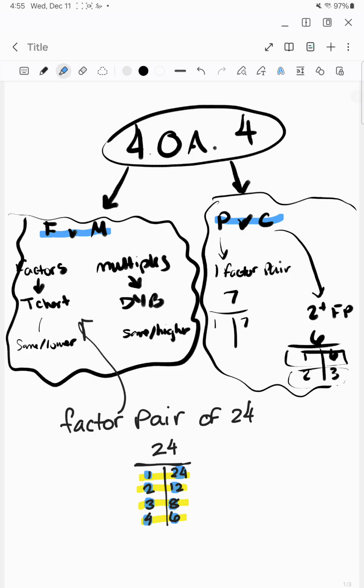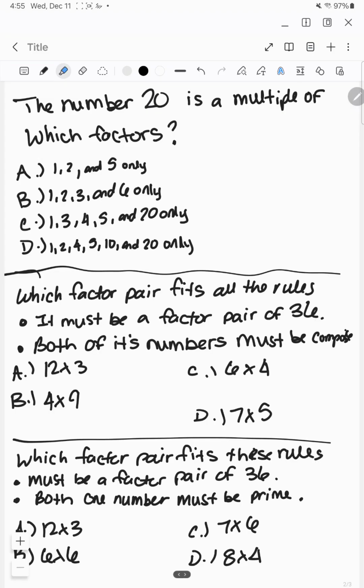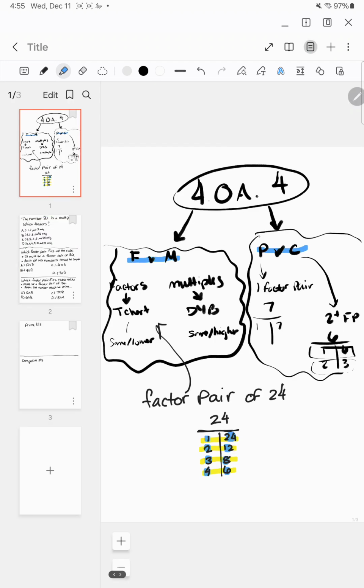So I'm going to dive right into the question that I want to talk about in this video. It should not take long, but this is an example of how students will see 4.OA.4 on a test. They might see the number 20 is a multiple of factors. Now, if we go back to multiples, they're going to be the same or higher. But now 20 is the multiple. So they want to know which factor, which means what numbers can multiply and make 20.